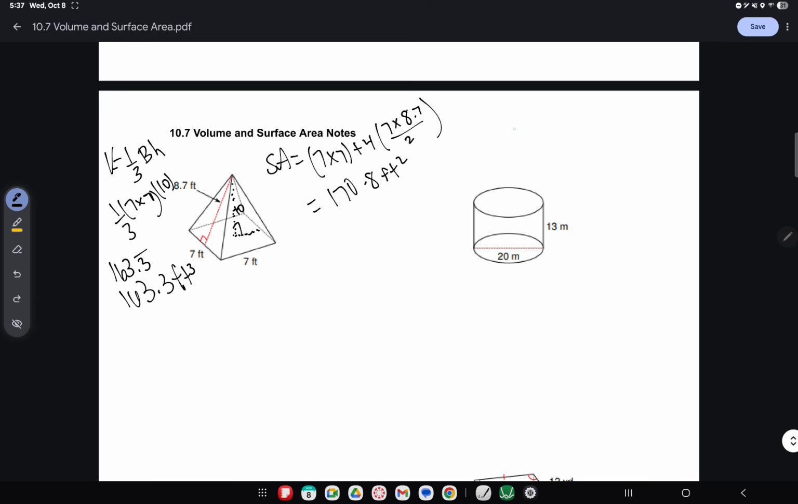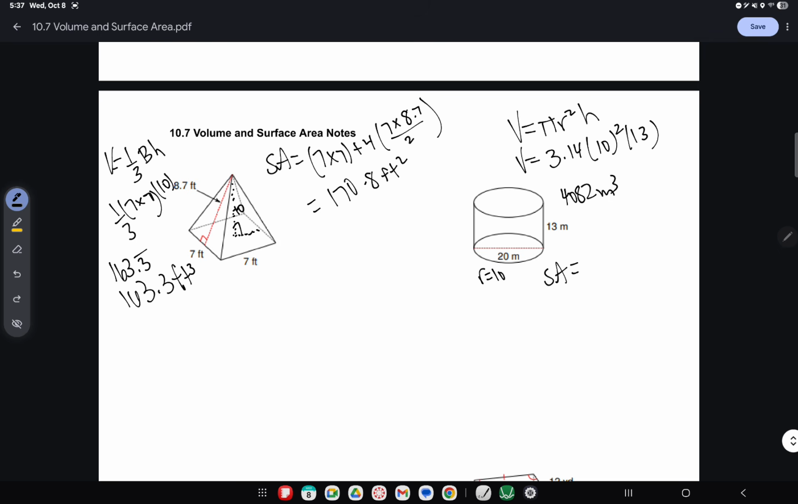Now I have a cylinder. So the volume of a cylinder is the area of a circle, so pi r squared, and then times the height. So 3.14 times the radius. It gives me the diameter, so the radius is 10. So 10 squared, and then the height is 13. So 3.14 times 10 squared times 13. I get 4,082 meters cubed.